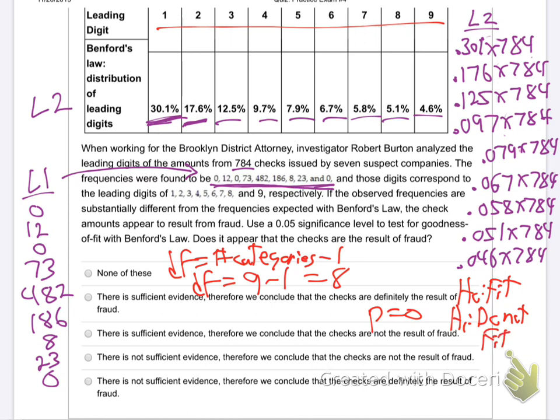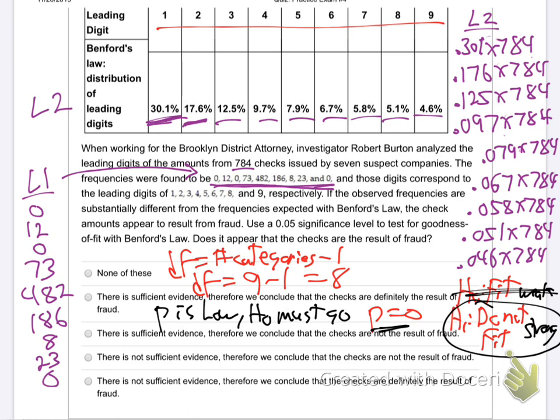And you know how the evidence goes. Weak evidence, strong evidence. So our P is super low, right? 0. So the P is low. H0 must go away. Bye-bye H0. Keep H1. There's strong evidence that they do not fit. There's strong evidence that the pattern of digits does not fit. So what does that mean?